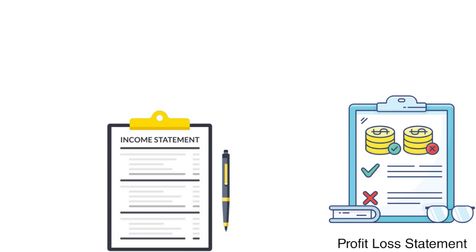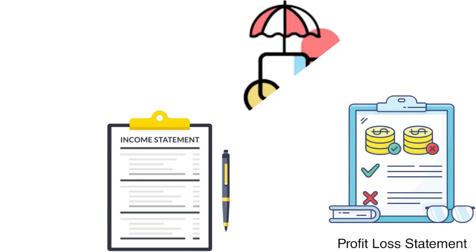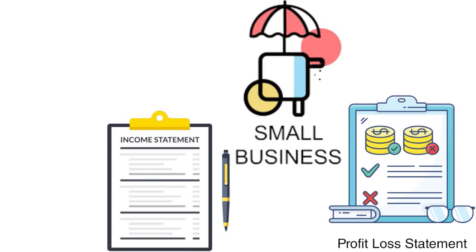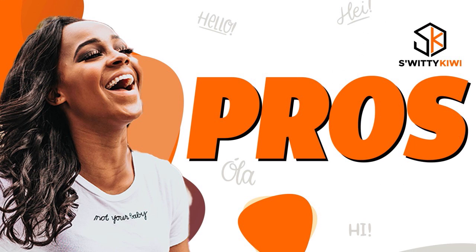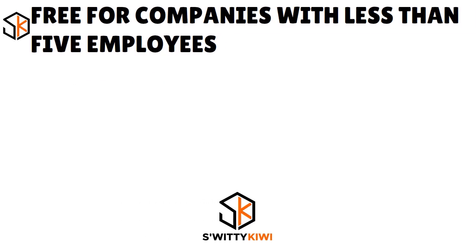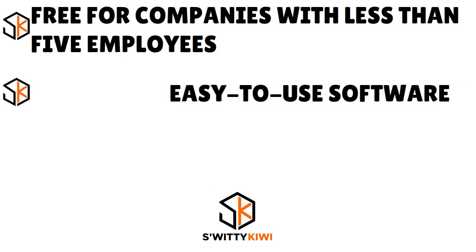NCH free accounting software is best for small businesses that want to be able to generate various financial reports. So what are the pros and cons you need to be aware of here? I want to first talk about the positives. The pros: this software tool is free for companies with less than 5 employees. So again, you have to have a micro business or a small business.